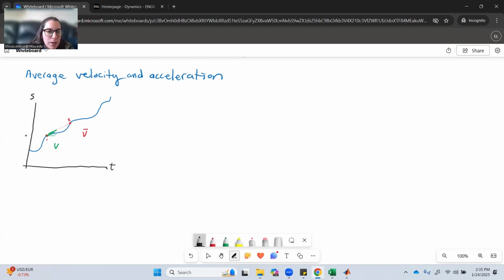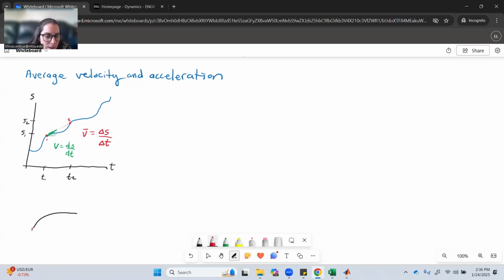So I'll go ahead and put, here we have T1, T2, and then this will be S1 and S2. So the average velocity equals change in S over change in T, whereas the instantaneous V equals ds over dt. Okay, so slight difference there, and I'll draw this bigger to see.